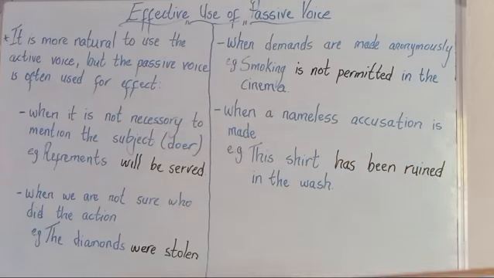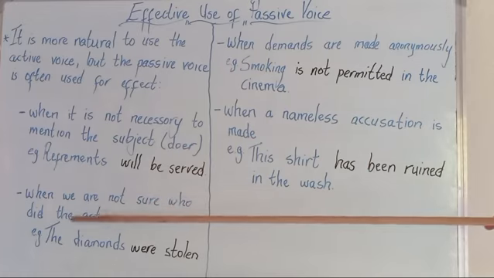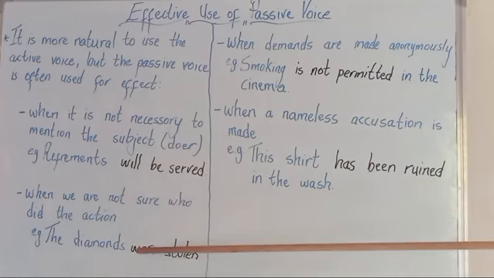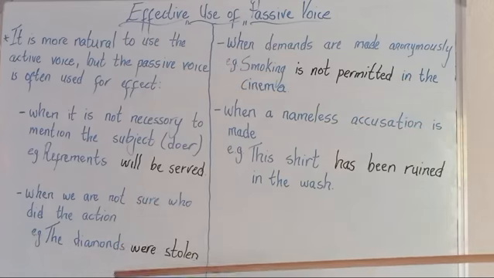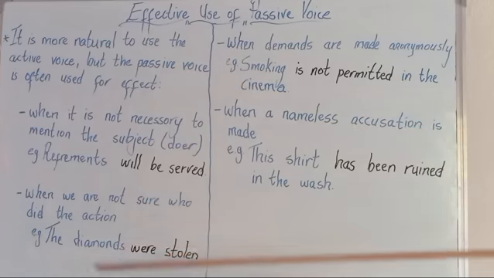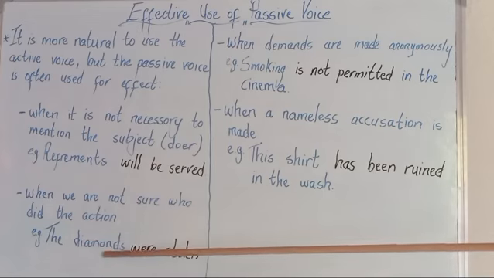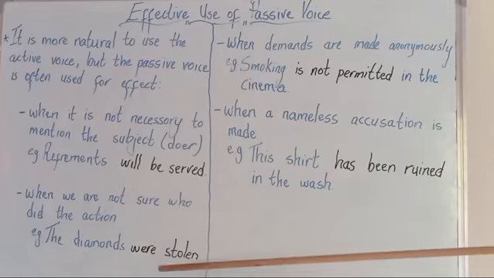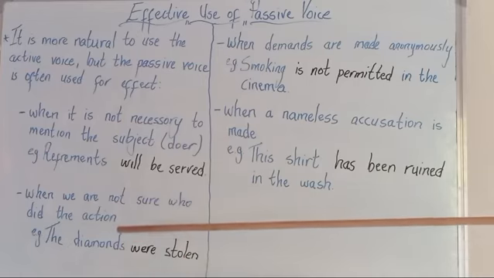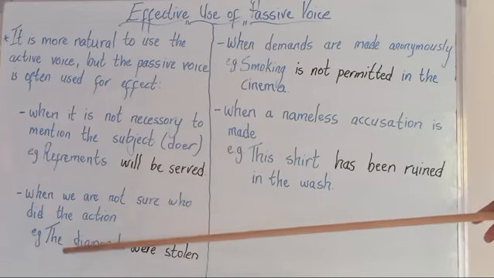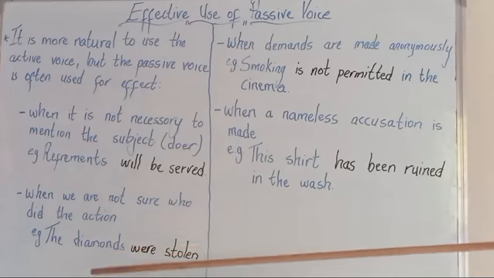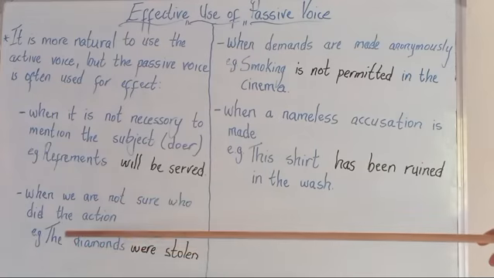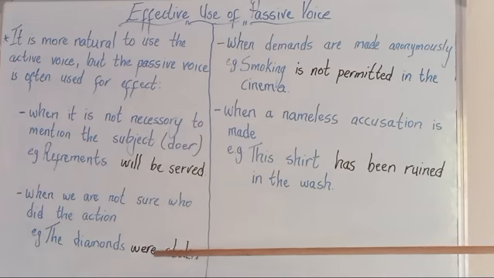So we move on to when we are not sure who did the action. If we are not sure who did the action, then we use a passive voice. Here's an example. The diamonds were stolen. Were stolen is our verb. The diamond is supposed to be an object, and then we have the doer. But because we don't know the doer, we just use the passive voice and say the diamonds were stolen.